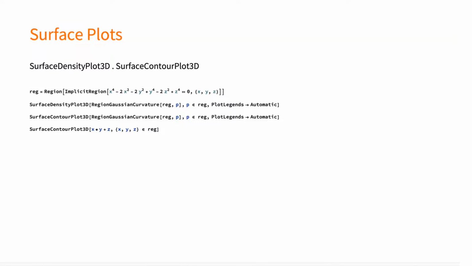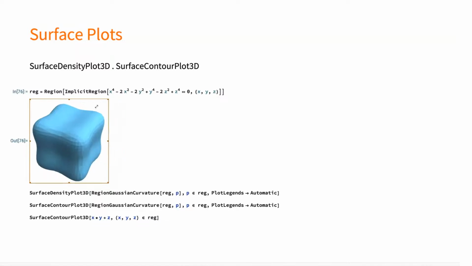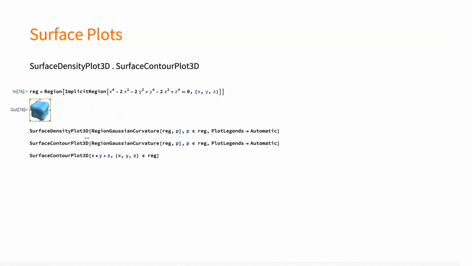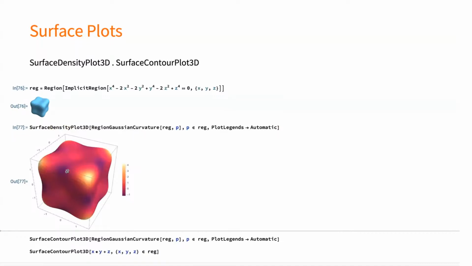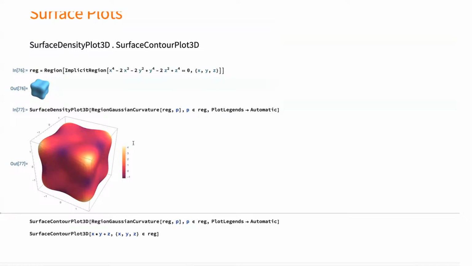Now it can be hard to visualize how the curvature varies across the surface of a region. For this reason, and to help visualize any arbitrary function across the surface, we've added 2 new functions here, surface density plot 3D and surface contour plot 3D. To show how these work, I'll once again create our surface here. And then I'll go ahead and plot the Gaussian curvature across that surface using surface density plot 3D. This gives us a nice gradient from positive to negative values here of our Gaussian curvature.